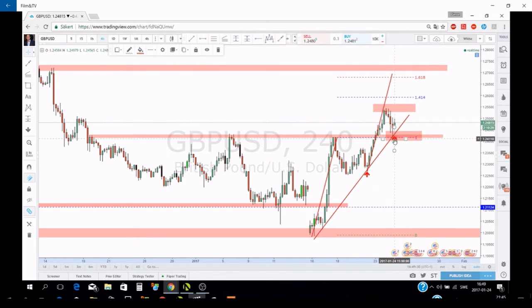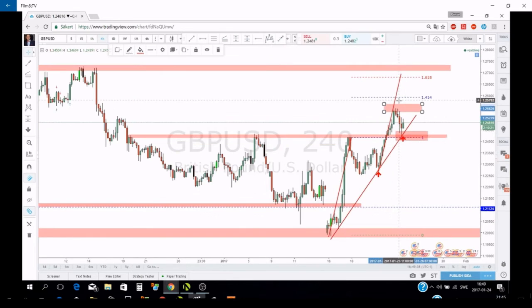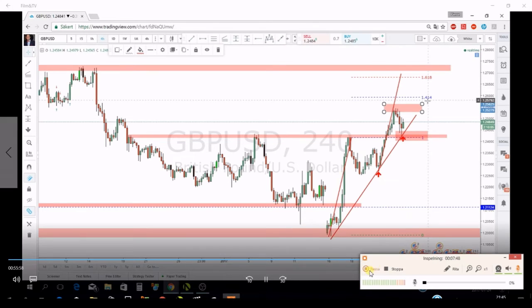This rejection here is good, but maybe it's retesting now. If this gets broken, then I'm very interested to long it until this level and maybe reverse it down back again.